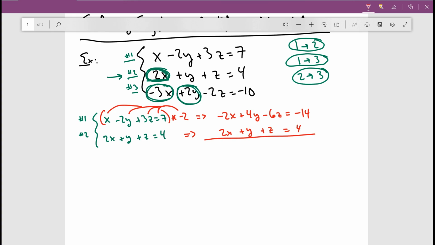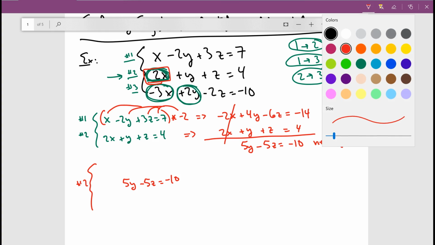All right, so now what happens? The 2x's are going to go away. 4y and y is going to give me 5y. Negative 6z plus z is going to give me minus 5z. And then negative 14 plus 4 is going to give me negative 10. Since I want to eliminate this part, this is going to be my new equation number 2. So when I write it out, my number 2 is now 5y minus 5z equals negative 10.